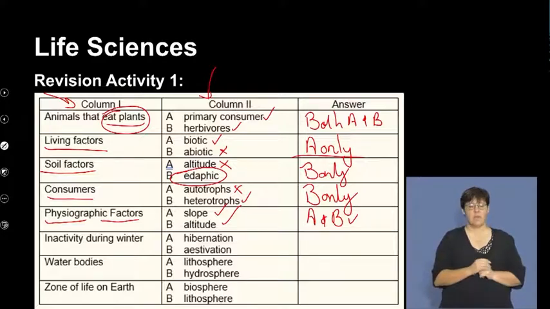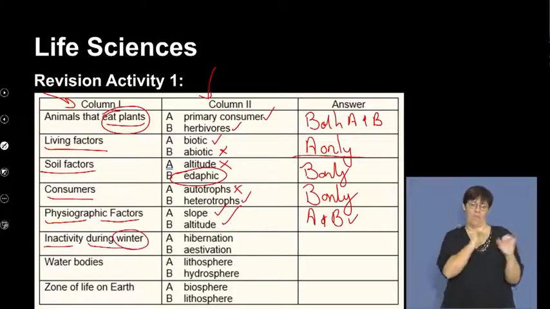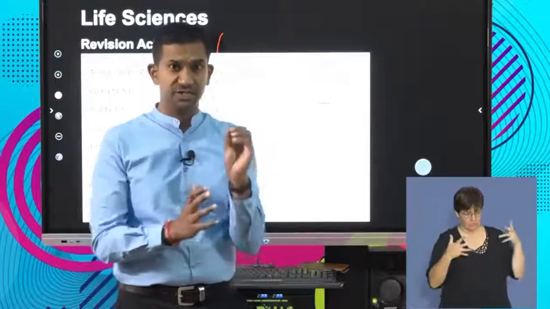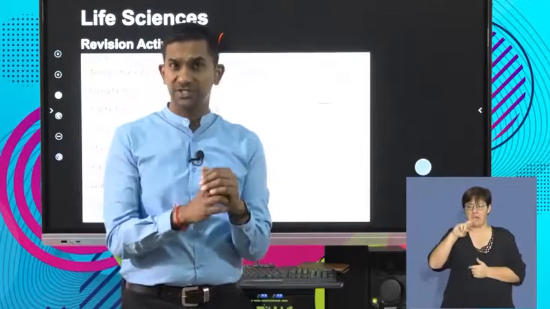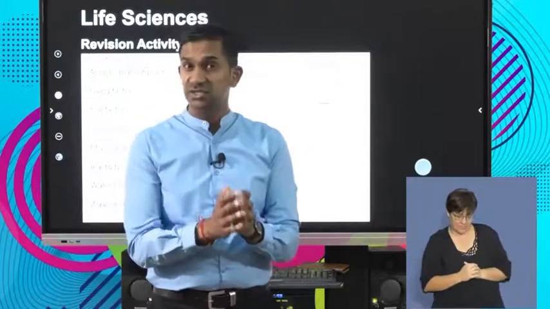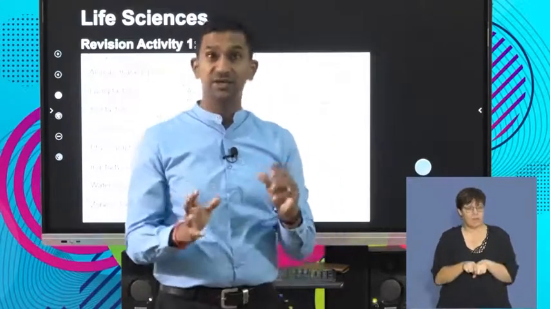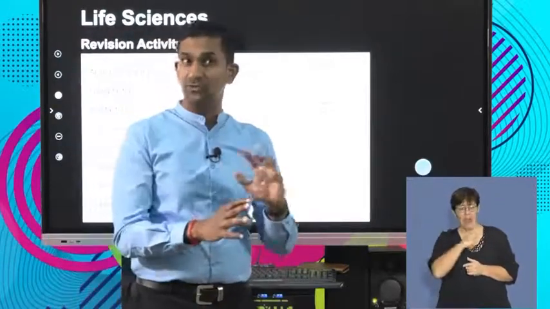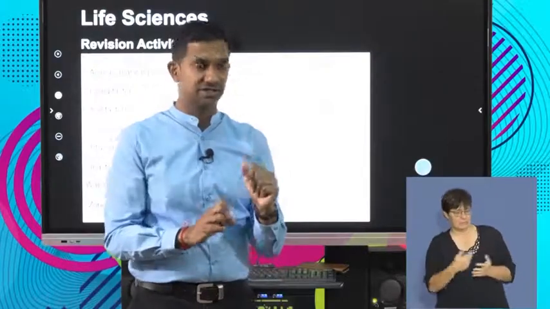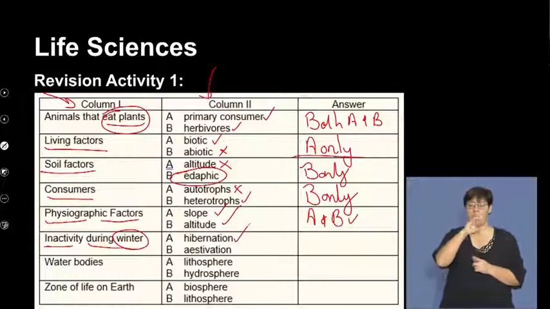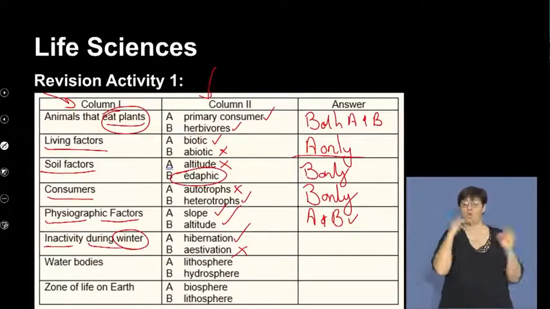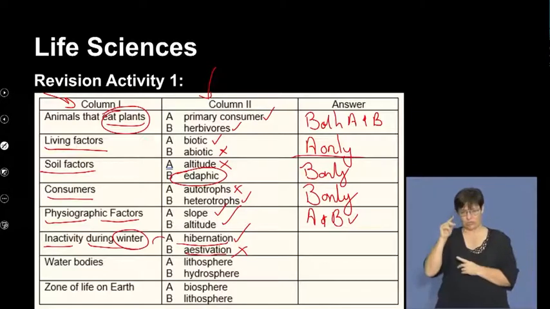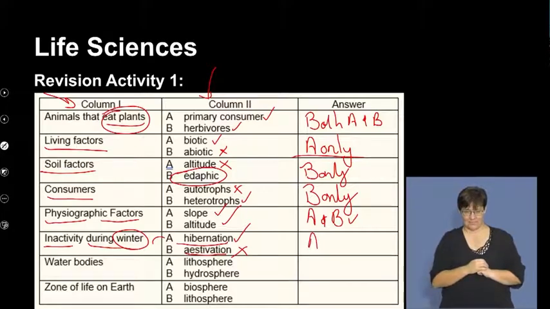The next description is inactivity during winter. So guys, we know that some animals, to avoid the harsh environmental conditions or the extreme drop in temperatures, will go through a process of a winter sleep. And that process is called hibernation. We also know that there's a term called estivation, which is again a summer sleep, and that is to avoid the unfavorable or the extremely hot conditions. So here we've got 2 terms, hibernation and estivation. As I mentioned, hibernation is a term that describes the winter sleep, and estivation is a term that describes a summer sleep. And so the answer here is A only.